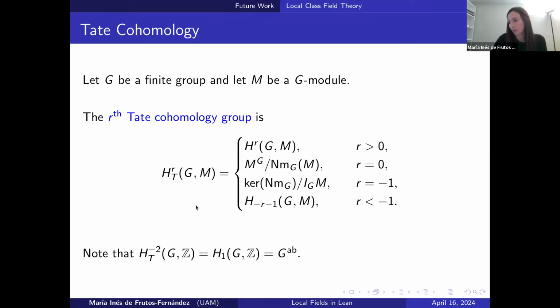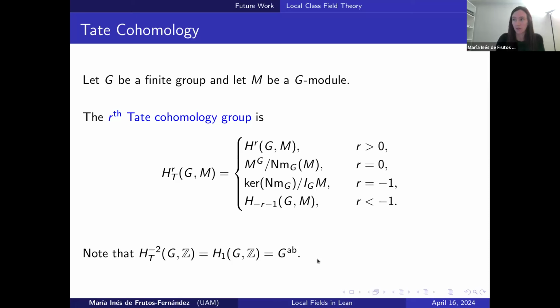In particular, we will be interested in this Tate cohomology group of order -2, because this is going to be equal to the first homology group. And this is just the abelianization of G. So this is the case that will be more interesting to us to prove local class field theory.